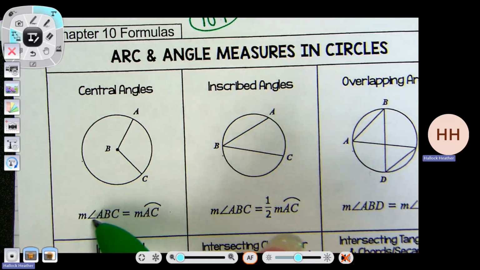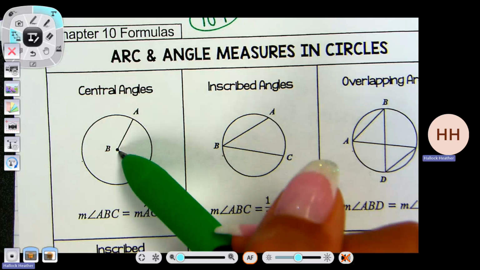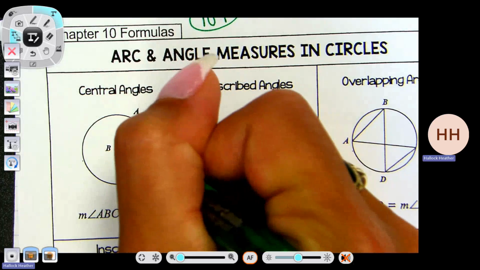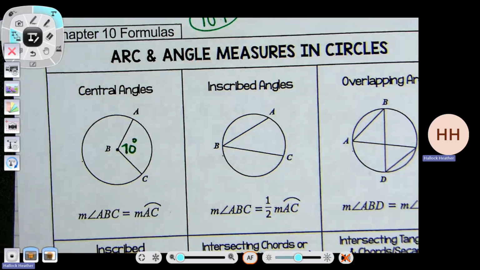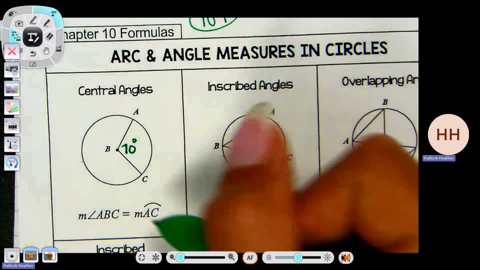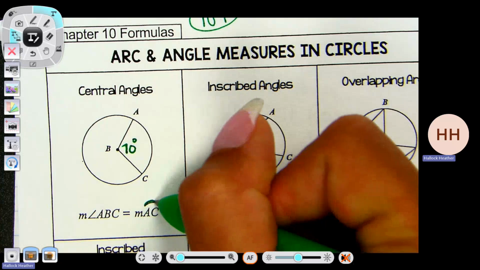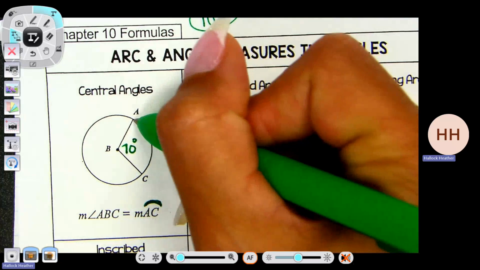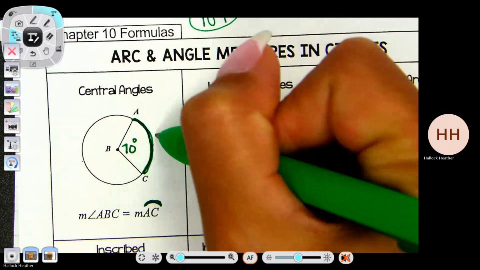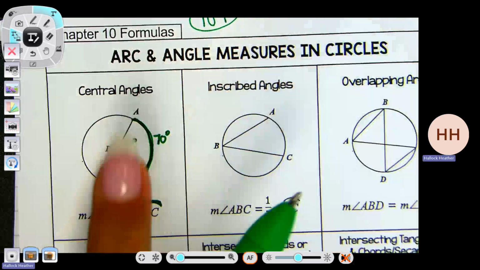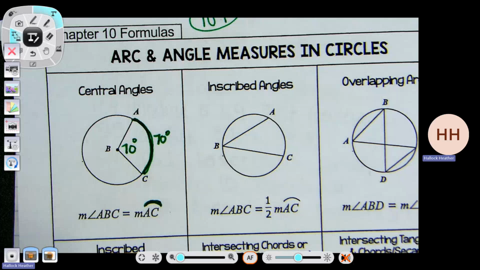So if I say the measure of angle ABC is like 70 degrees just because I choose it, which is really bad, that should not be 70 degrees, it's more than 70, whatever. If I know it's 70 degrees, the arc to that, notice it's a curve, the arc means the outside of the circle, is also congruent to it. So if I knew this was 70 degrees, that would also be 70 degrees automatically.